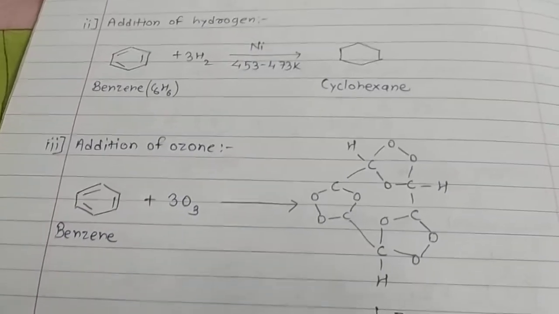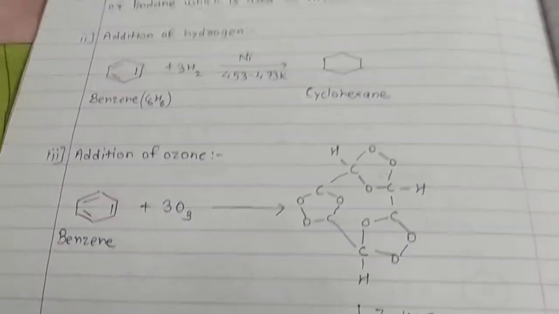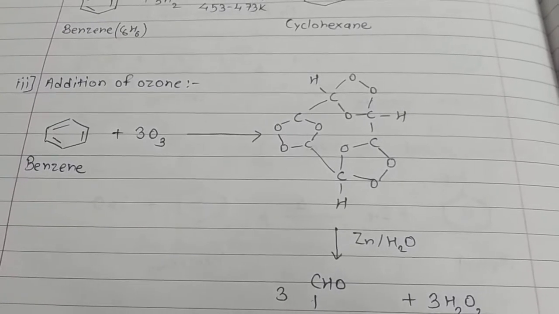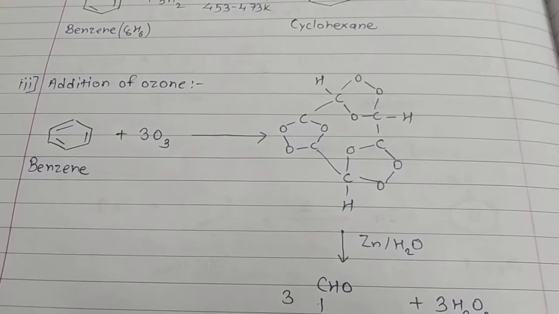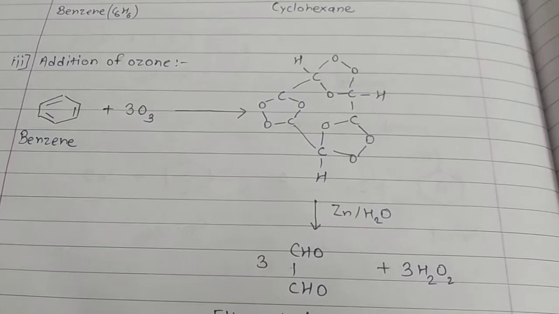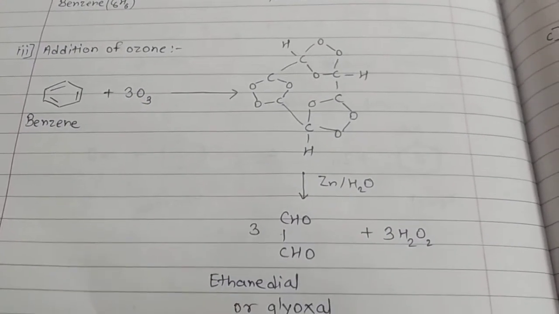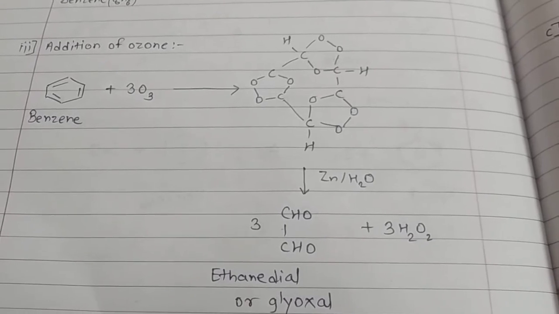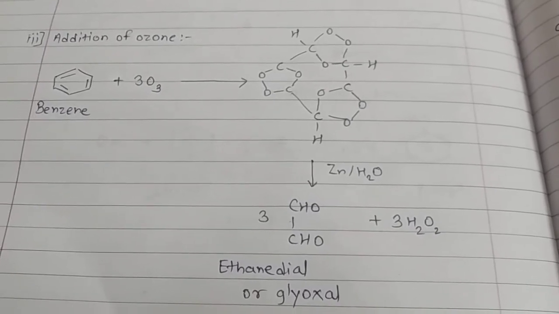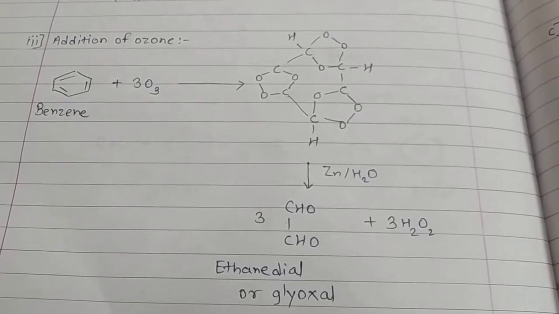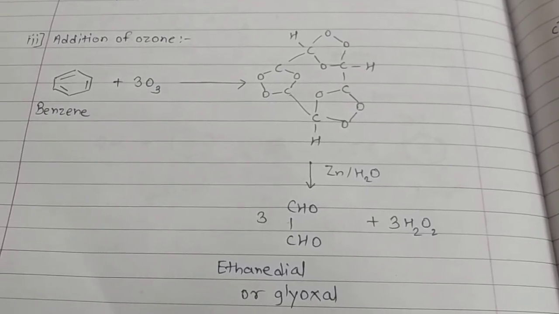Next type of addition reaction is addition of ozone to benzene. Again double bonds break down and we'll get benzene triozonide, and in the presence of zinc, the ozonide gets converted into ethanedial, that is also known as glyoxal. Glyoxal is the common name, ethanedial is the IUPAC name, and hydrogen peroxide is the byproduct in this reaction.